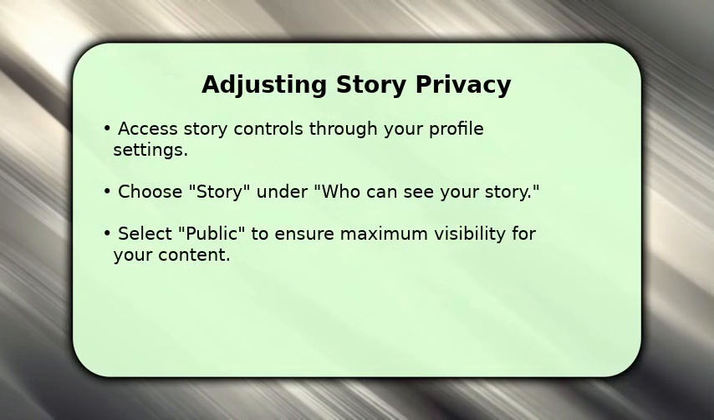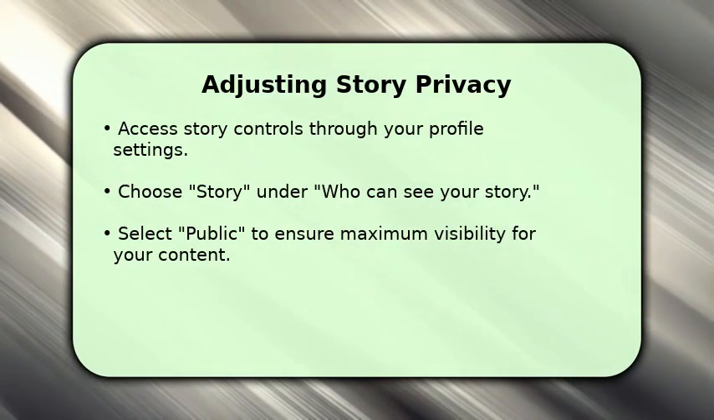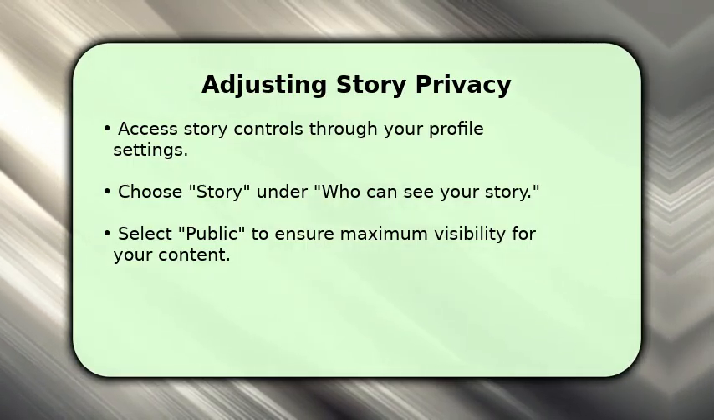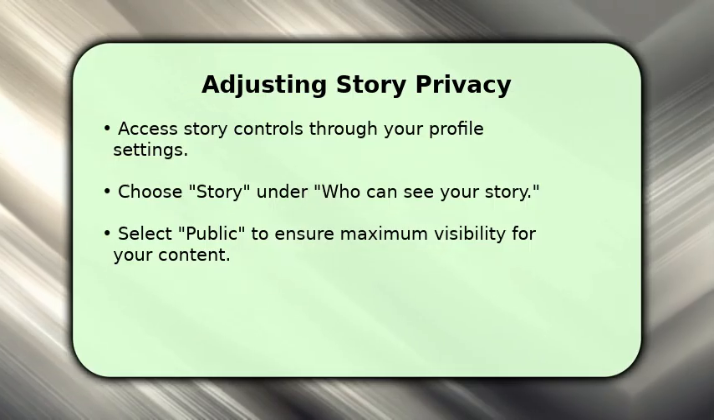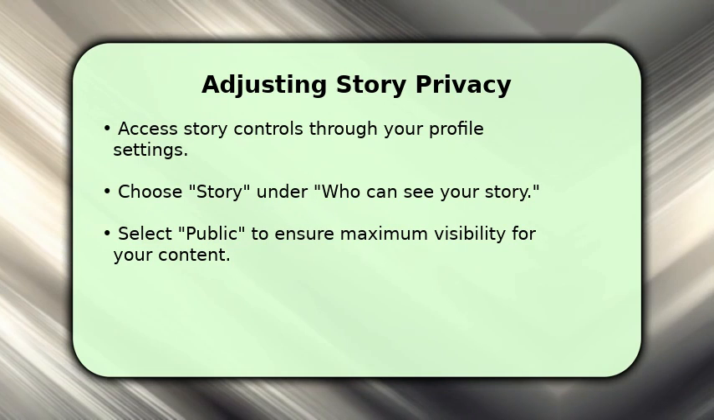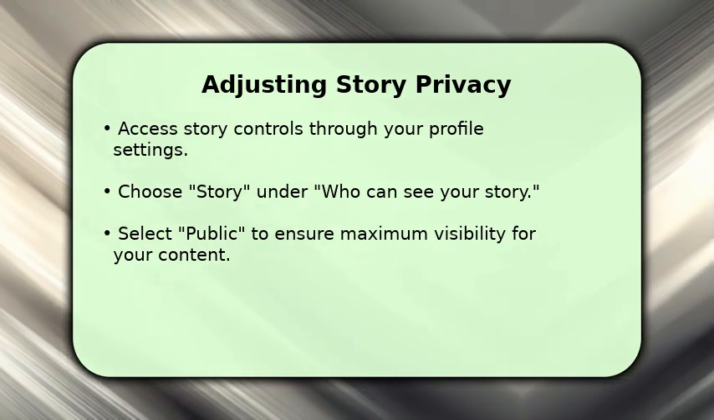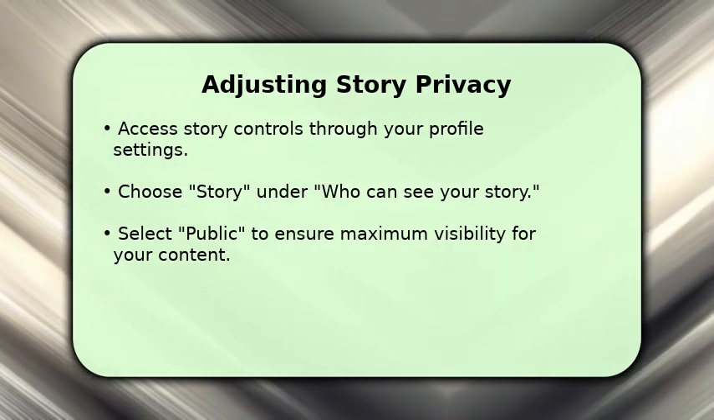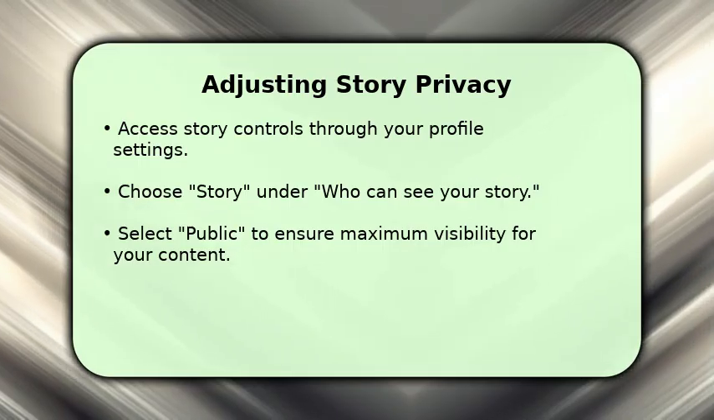To fine-tune who sees your stories, navigate to your profile, then tap the three lines for the menu and select Settings and Privacy. Scroll down to Who can see your content and tap Story. Here, you can choose Public to make your stories visible to everyone on Instagram. You can also hide your story from specific people or create a close friends list for private sharing.